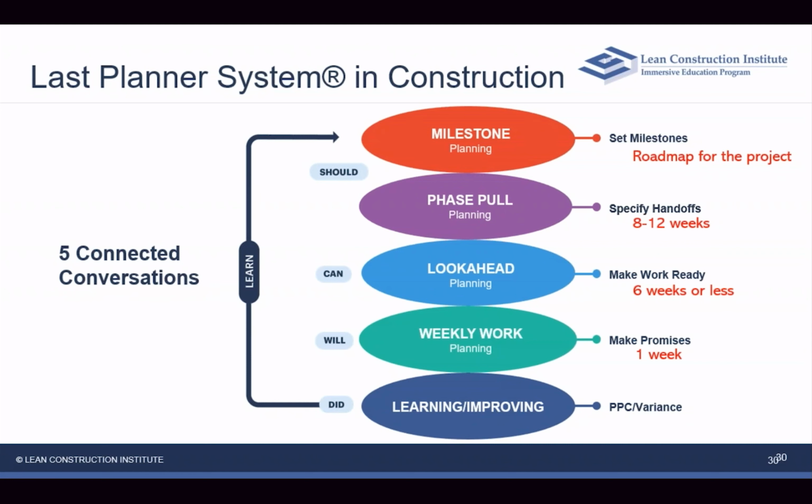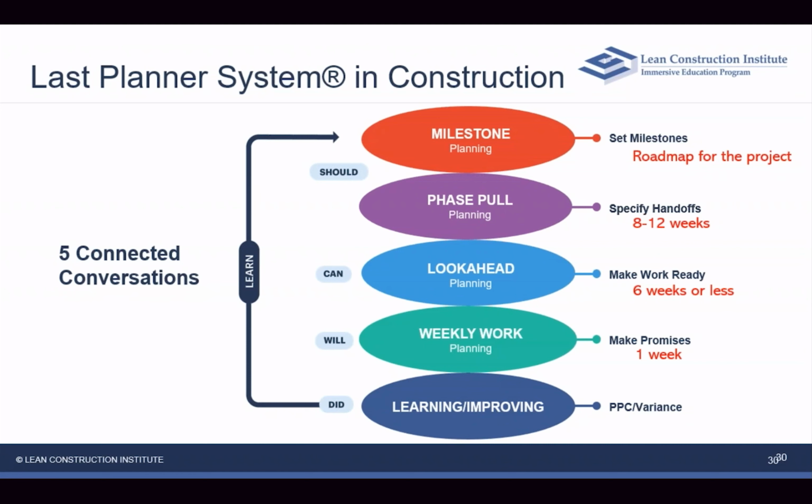The Last Planner system in construction is a way for constructors to connect 5 conversations to keep projects flowing. It's a system of planning and replanning. We're using 5 connected conversations where we start at the should level, where we're doing milestone planning, we're doing phase planning.